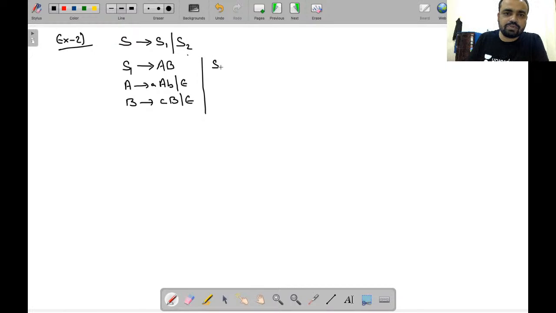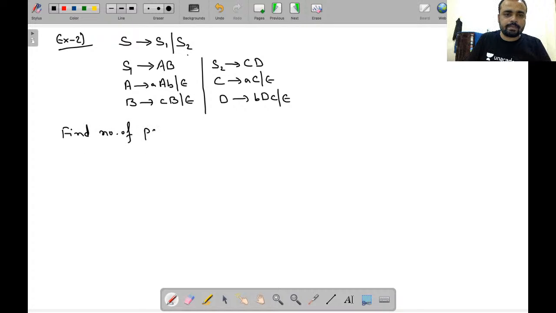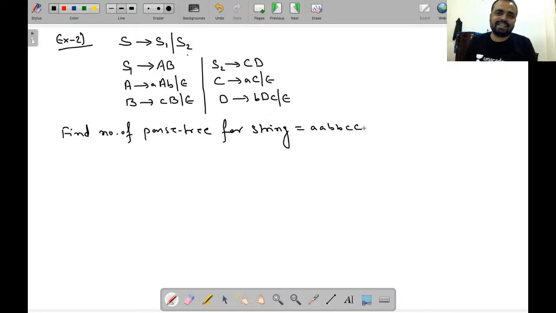And S2 is given as: S2 goes to CD, C goes to AC | epsilon, and D goes to BDC | epsilon. And the question is asking: find the number of parse trees for the string a^2 b^2 c^2, that is, double A, double B and double C.